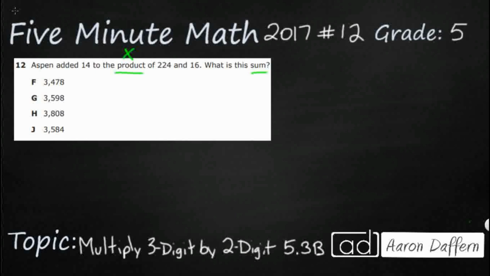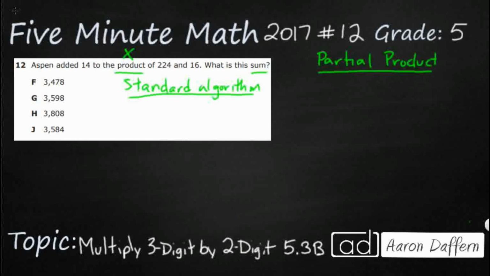So let's look at two different ways to multiply because we learned the standard algorithm. And so I'm going to put that right here, standard algorithm. That's the normal way, that's the shortcut way. But I also want to show you how you can do it with partial products. It's a longer way, but I want you to see what we're actually doing and why the shortcut or the standard algorithm actually works. So let's look at our 224 and 16.